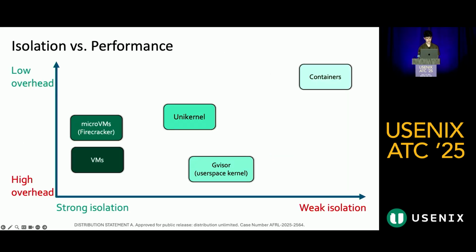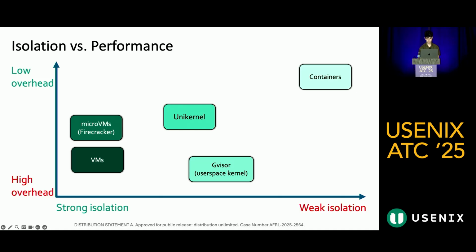This chart visualizes the core trade-off between isolation and performance. On the x-axis, we have isolation, from strong on the left to weak on the right. On the y-axis, we have performance overhead, ranging from high at the bottom to low at the top. Traditional virtual machines provide strong isolation, but at the cost of high overhead.